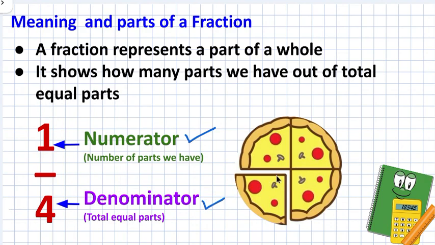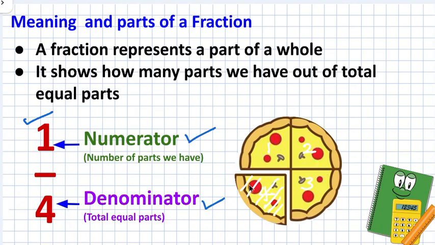So let's take a look at this pizza. If you look at this pizza, you would see that it was divided into 4 equal parts, which are 1, 2, 3, and 4. But from these 4 parts, you can see that 1 part was removed. So this 1 part represents the number of parts that we have, which is 1. Then at the bottom, which is the denominator, we have the total parts.